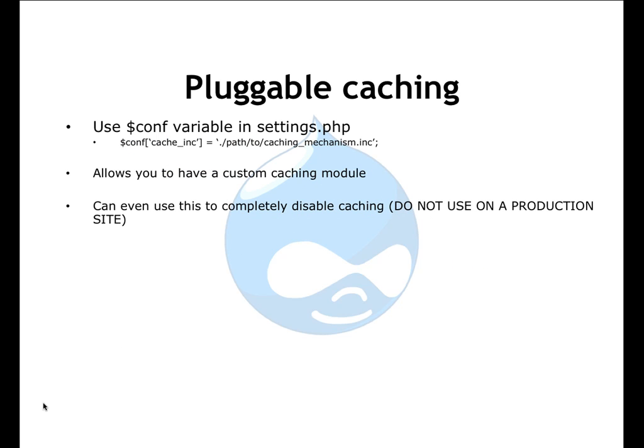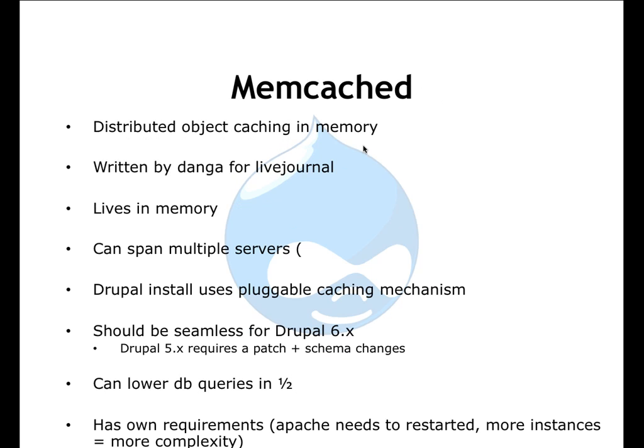And all of this is enabled by Drupal's ability to have pluggable caching. So in your settings.php file, you can actually change what type of caching Drupal will run for your site. So you can create your own custom module if you have some brand new best way to cache all that content. Or you can even use it to disable caching, though I really wouldn't recommend it for a production site. It'll really bring it down.